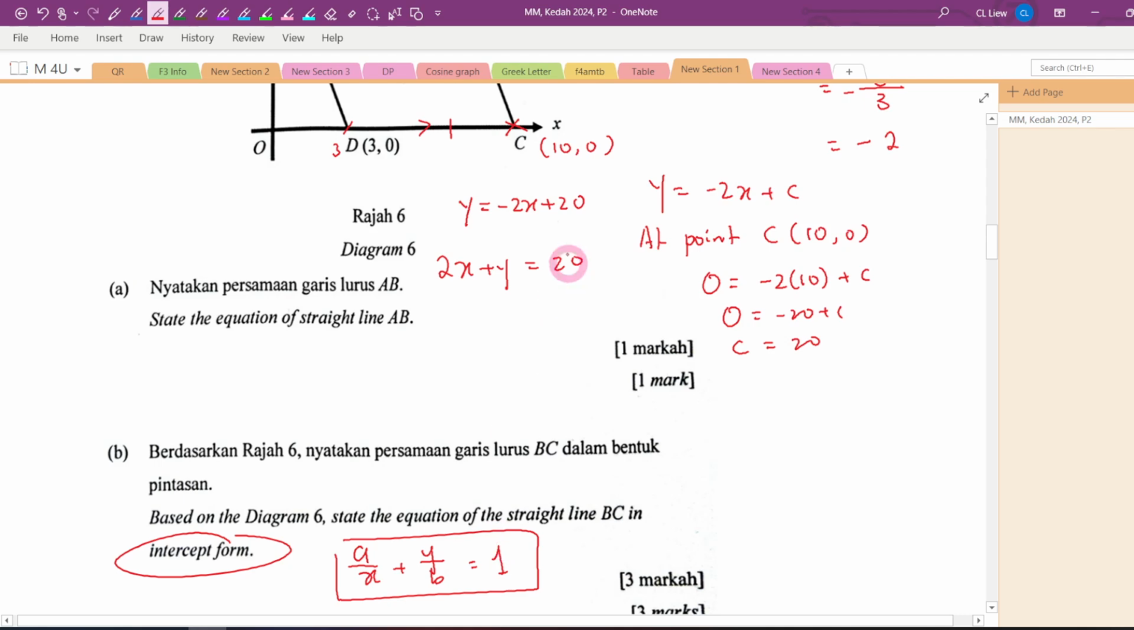Now here I need 1, right? So what should I do? I divide the whole equation by 20. So this divided by 20. Do the same thing for every term. Here you will get x over 10 plus y over 20 is equal to 1. Okay, this is our final answer, intercept form. What does this mean? It means that the x-intercept is 10 and the y-intercept is 20.